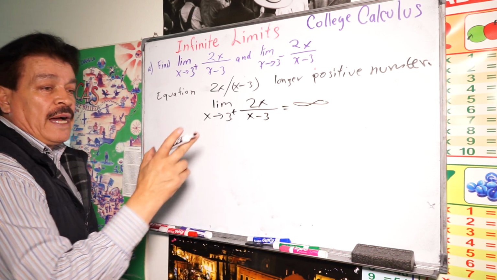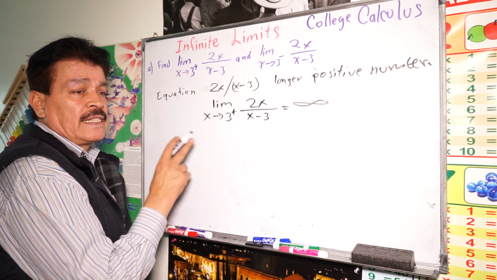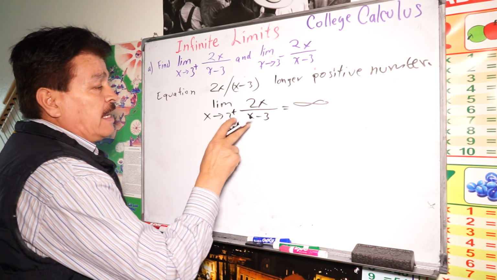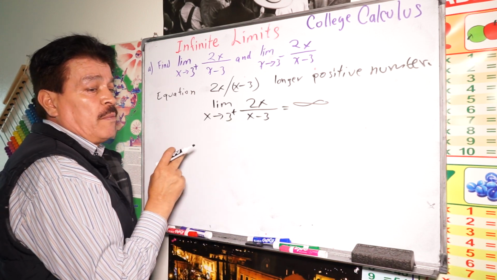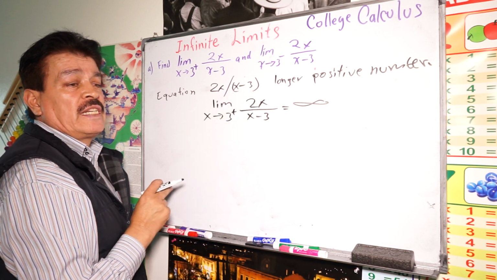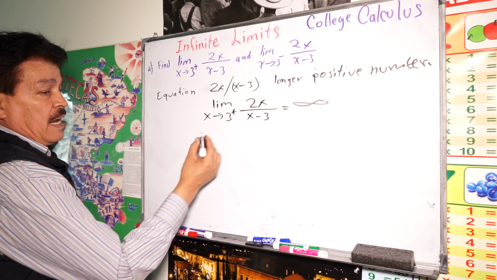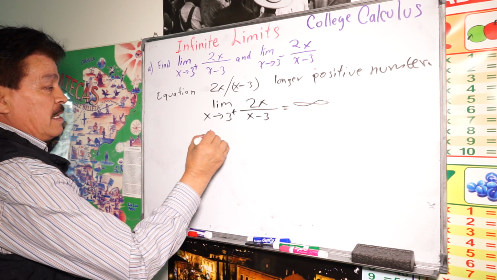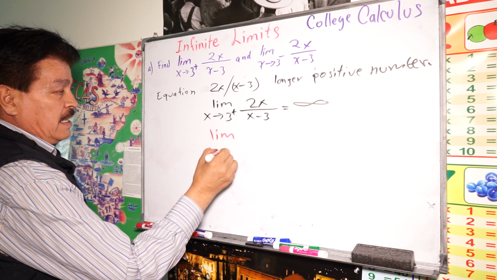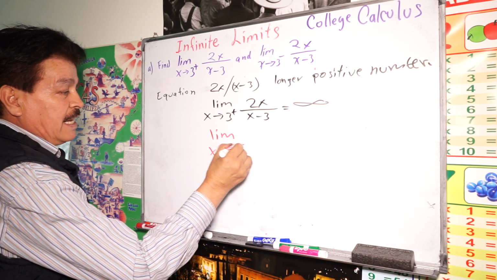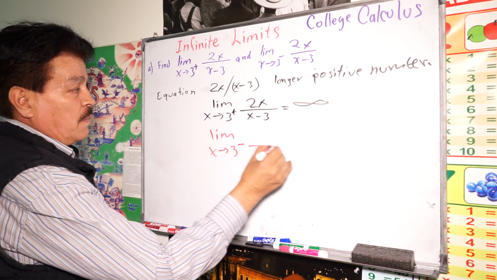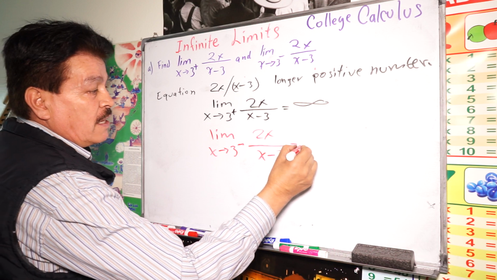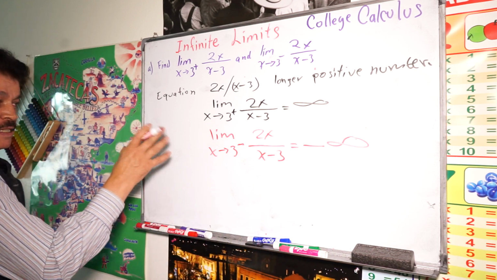Okay. So likewise, if x is close to 3 but smaller than 3, then x minus 3 is a small negative number, but 2x is still a positive number close to 6. So this means we should write the limit, let me use another color here, limit as x approaches 3 from the negative side. So it's another one. So 2x over x minus 3 equals like this, negative. So it's the same thing, but it's negative.